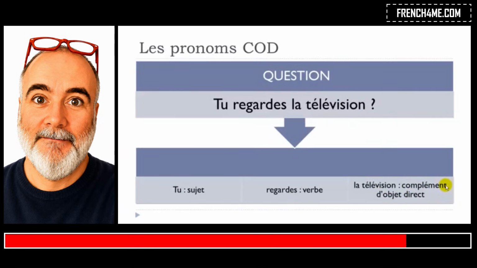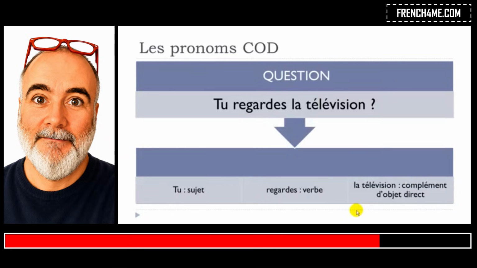It's a complement because it completes the sentence by giving some information. It's what we call a grammatical object, not an object like a physical thing. And we say that it's direct because you don't have any preposition between the verb and this complément. No preposition, so it's direct.